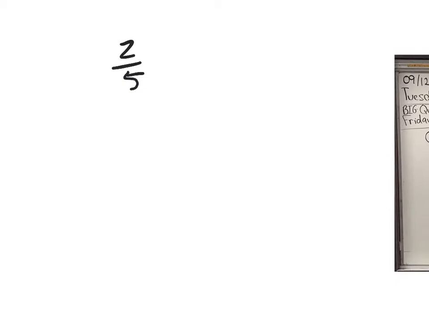Now, what would happen to this fraction if I multiplied it by the number 5? What would happen? You guys tell me what happens. Okay, so somebody said 10 over 5. Yeah, that's true. You could put it over 1 and multiply the top with the top. 2 times 5 equals 10. And then 5 times 1 equals 5. So you end up with 10 over 5.